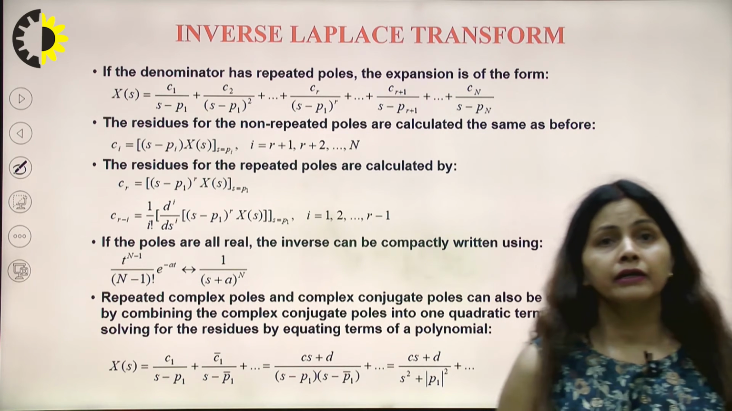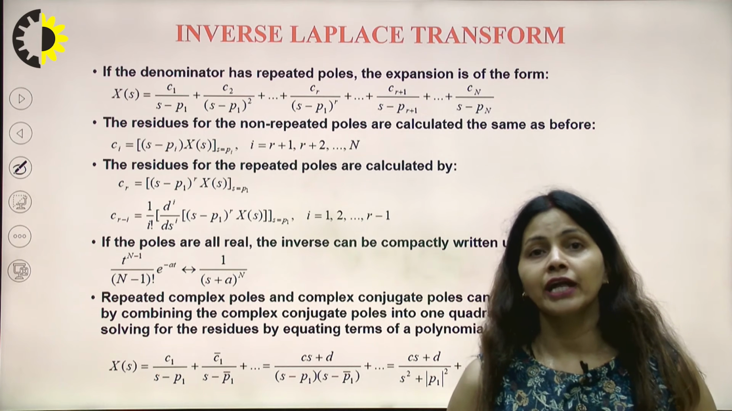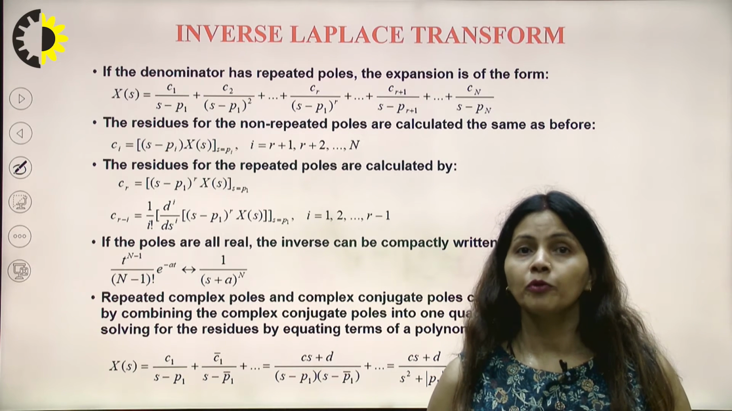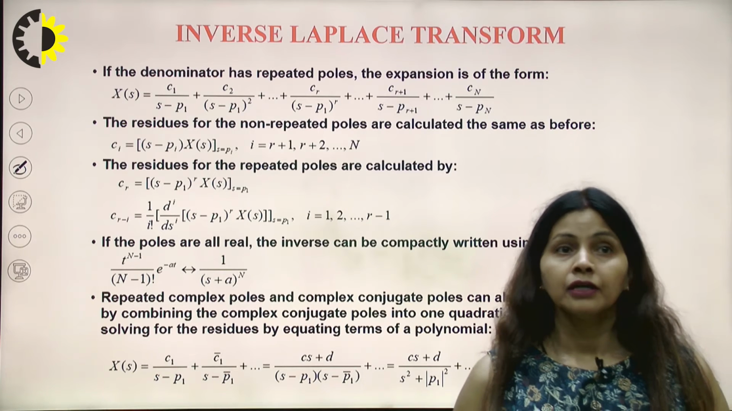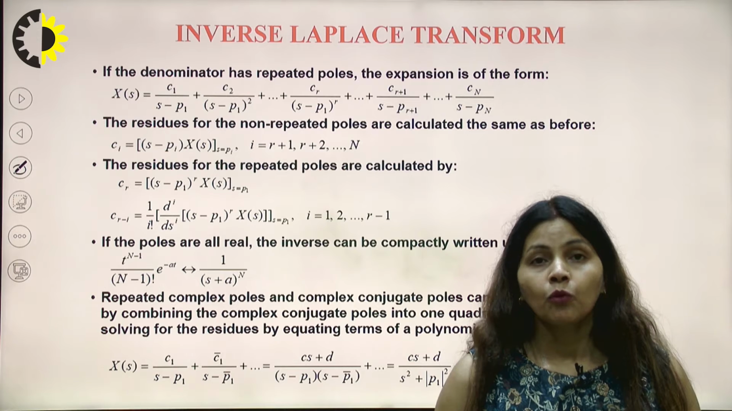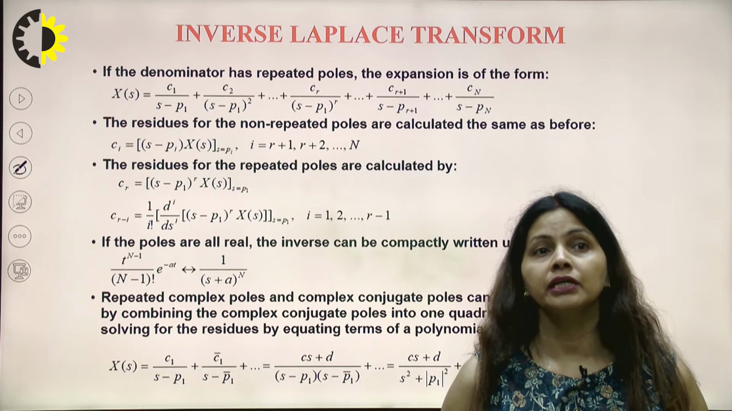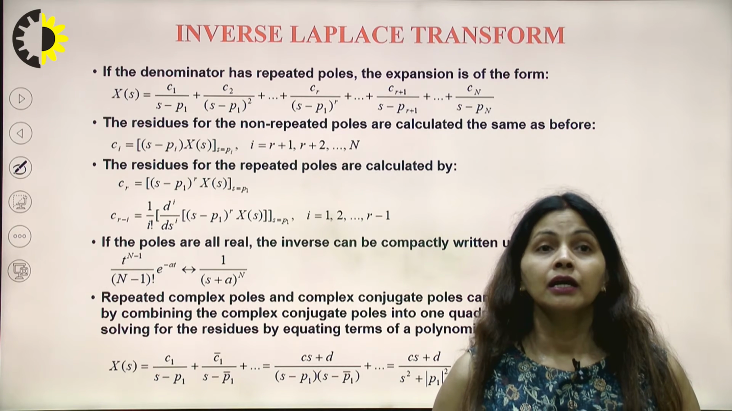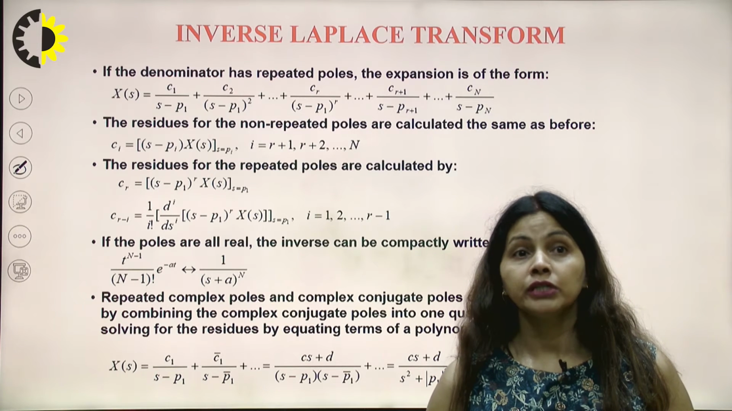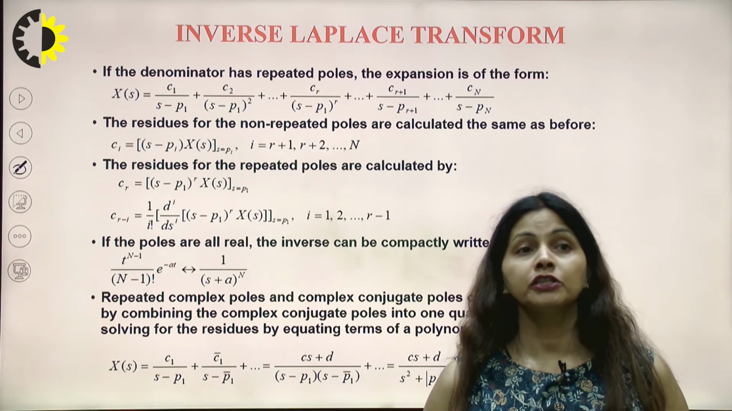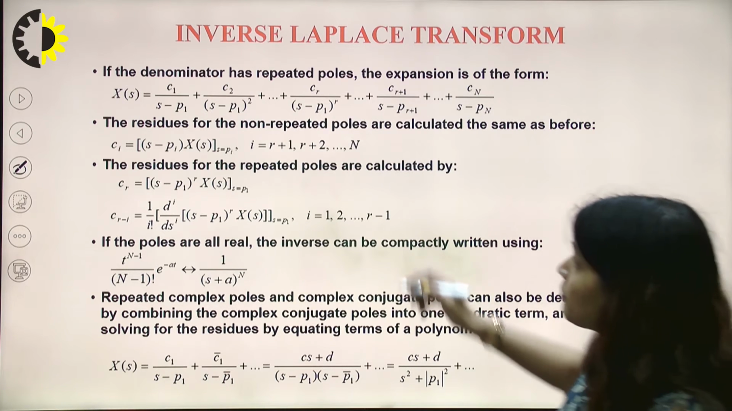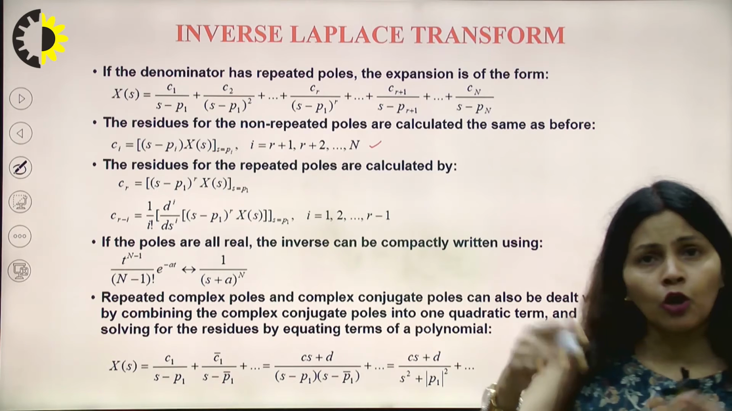So here in this example, let us consider one Laplace transform X(s), and that is C1 upon s minus P1 plus C2 upon (s minus P1) square. That means here P1 is occurring more than once. So the poles are repeating, and if the poles are repeating, then how will the calculation for the residues be done? This is important. So if the poles are non-repeating, then we will perform the normal process, right?